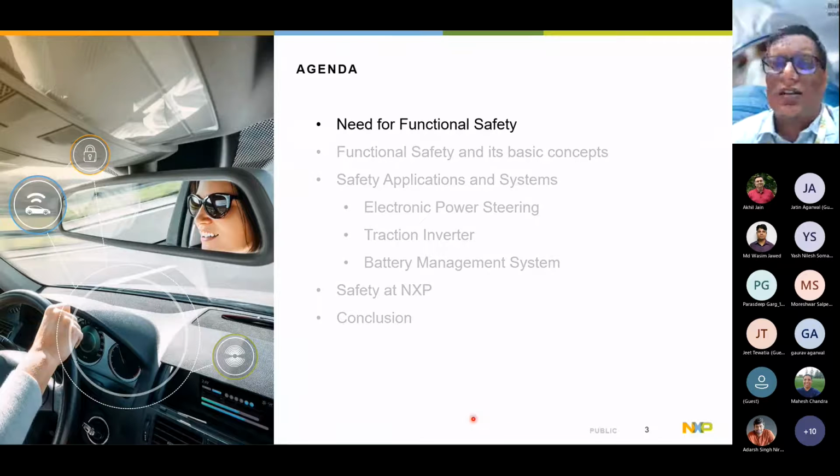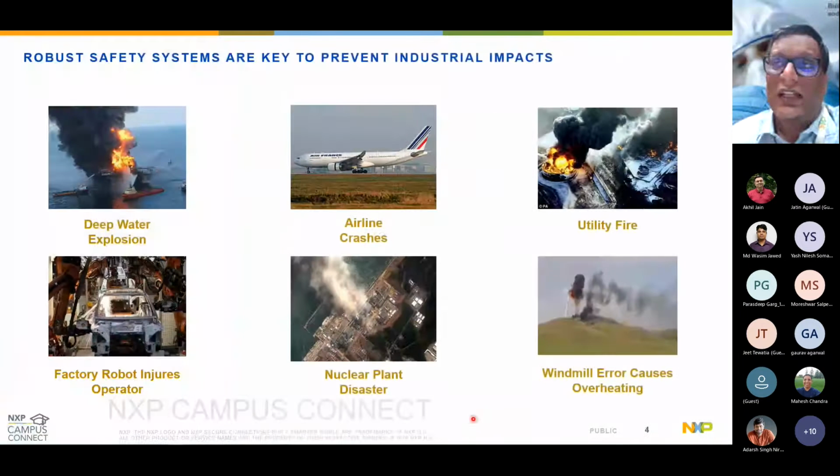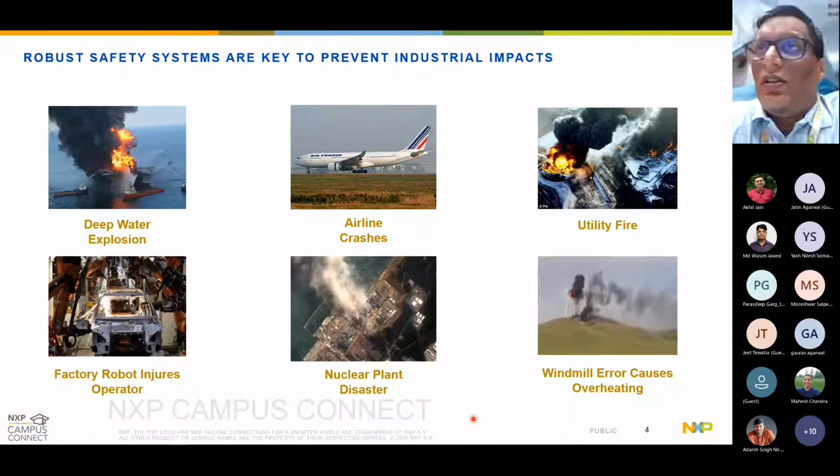So let's get started with the need for functional safety. Safety is a term that everyone has heard or is aware of. You read in newspapers about some accident or the other, and you often wonder why those accidents happen. Some of those accidents I've listed here: it could be a deep water explosion, a failure of an airline, an accident in an industry, in a factory where you are working, or a windmill accident. There are so many, and we keep on hearing about these accidents. For example, the electrical scooter just caught fire. We keep on hearing these incidents, and you wonder what the root cause is.